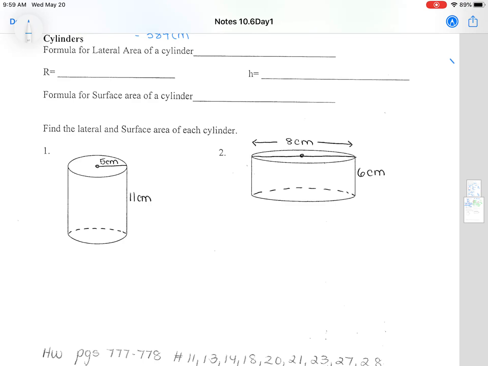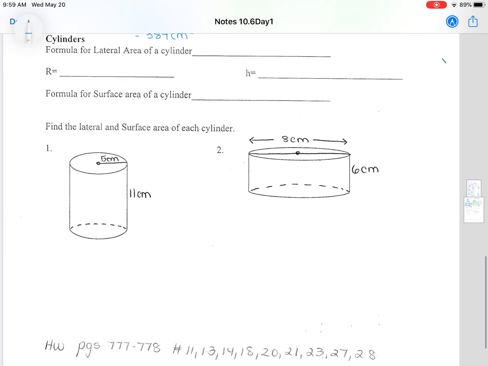So if we look at cylinder, we're going over the formulas first. So the formulas for lateral area: when we had done prisms, it was lateral area equals P times H. But P for a circle, the perimeter of a circle, is the circumference, which is 2 pi r times H. So your lateral area formula for a cylinder is 2 pi RH. R is your radius, and H is your height.